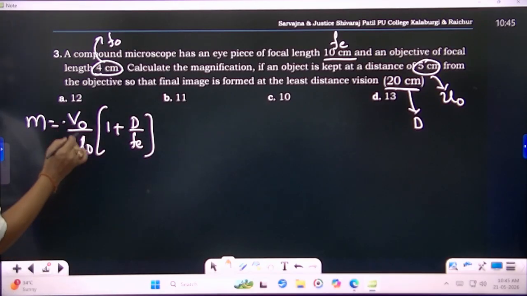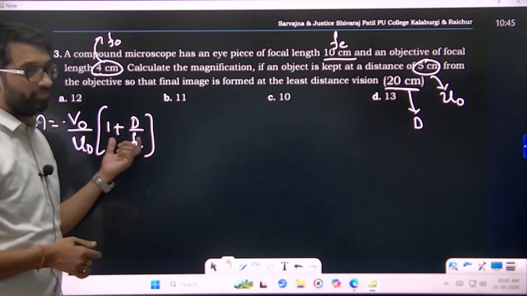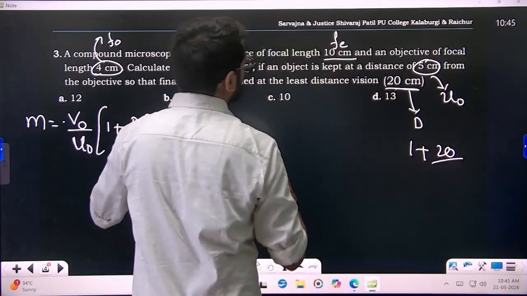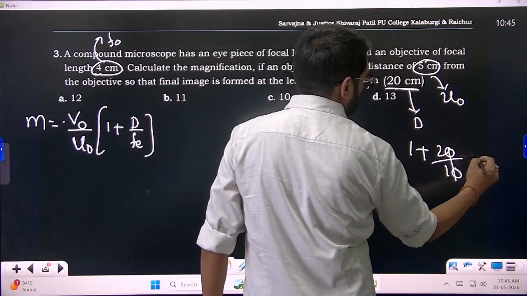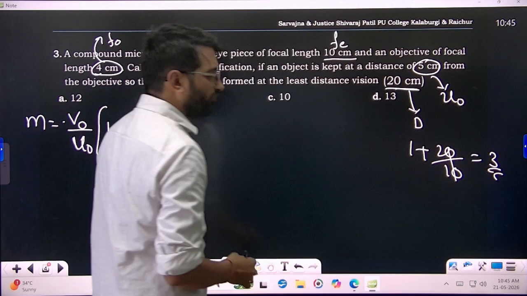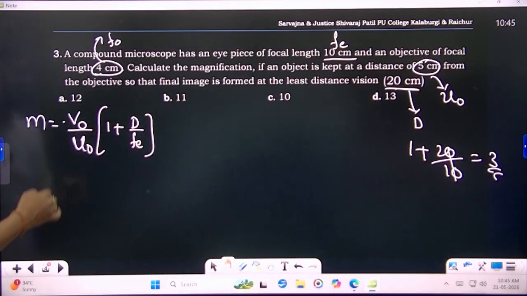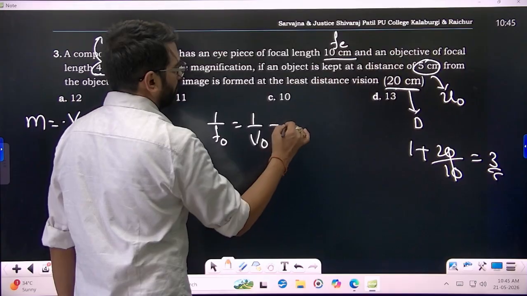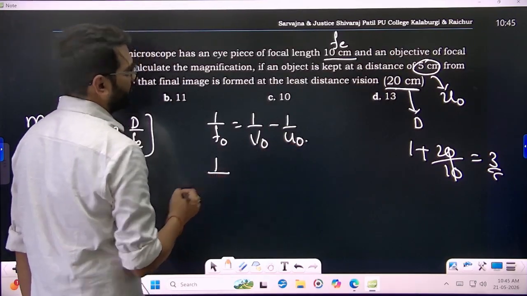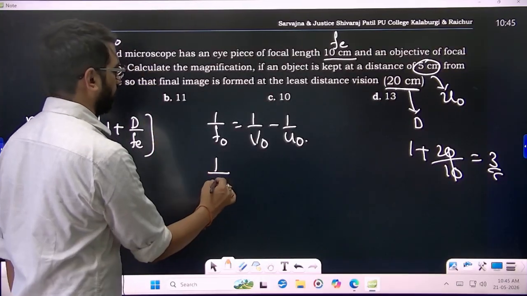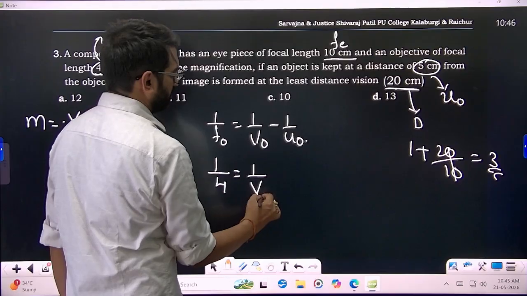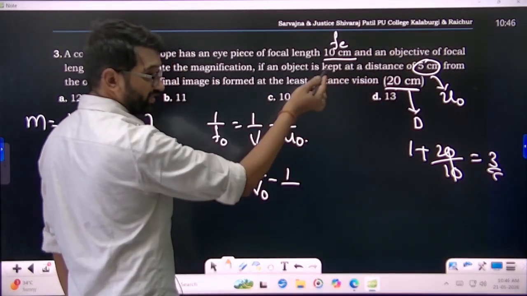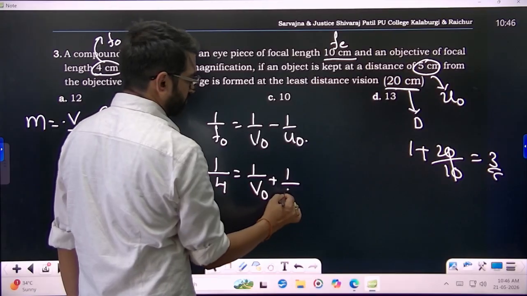Magnification of the objective, magnification of the eyepiece. The eyepiece can be obtained directly: 1 plus D, which is 20, by fe. Fe is 10. So 1 plus 2, that is 3. So we got this complete term as 3. For v0 and u0, take the lens formula: 1 by f0 is equal to 1 by v0 minus 1 by u0. So 1 by f0 is given as 1 by 4, equal to 1 by v0 minus 1 by u0. u0 is given as 5 centimeters with a minus sign, object. So minus of minus becomes plus.